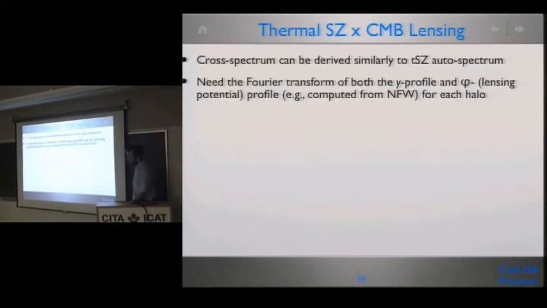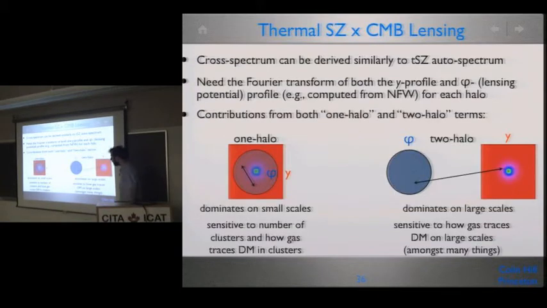All right, so how do you compute, theoretically, this signal that we're looking for? It's very similar to how we computed the TSZ autopower spectrum, except that now we also need to know something about the lensing side of things. Given a model for the density profile of each halo, say NFW, you can compute its contribution to the lensing potential. And then you just have a one halo term and a two halo term. For the one halo term, you're correlating the gas and the matter in the same halo with each other. For the two halo term, you're correlating the gas or Compton-y in one halo with the matter or lensing potential from a different halo. The one halo term dominates on very small scales, and the two halo term dominates on very large scales.